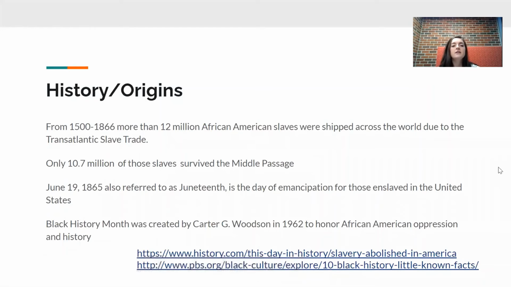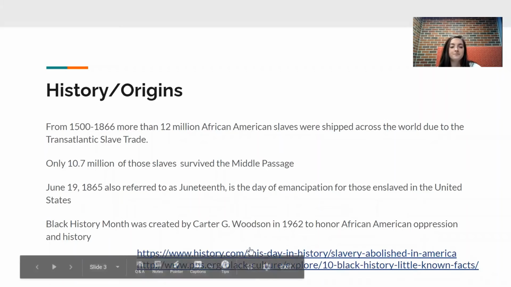From the 1500s to around 1866, more than 12 million African American slaves were shipped across the world due to the transatlantic slave trade. Only 10.7 million of those slaves survived the Middle Passage. June 19th, 1865, which is also referred to as Juneteenth, is the day of emancipation for those enslaved in the United States. Black History Month was created by Carter Woodson in 1962 to honor African American oppression and history.